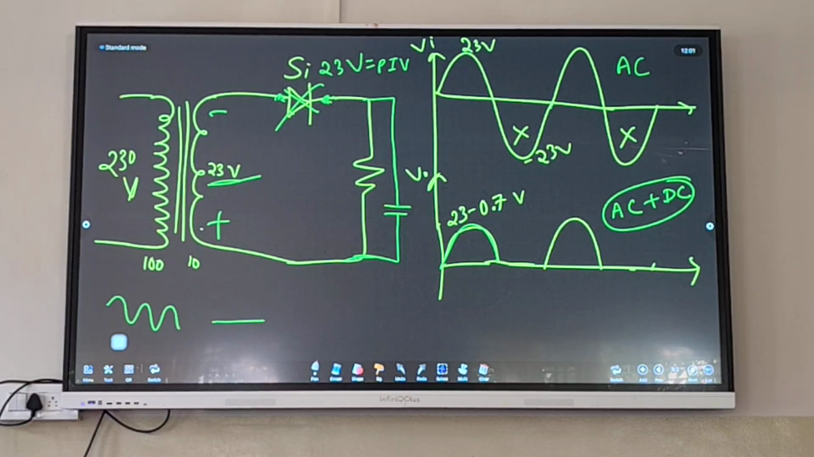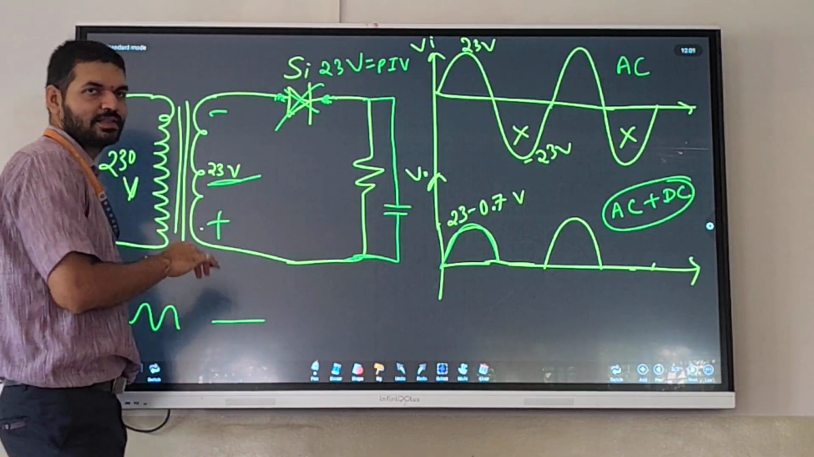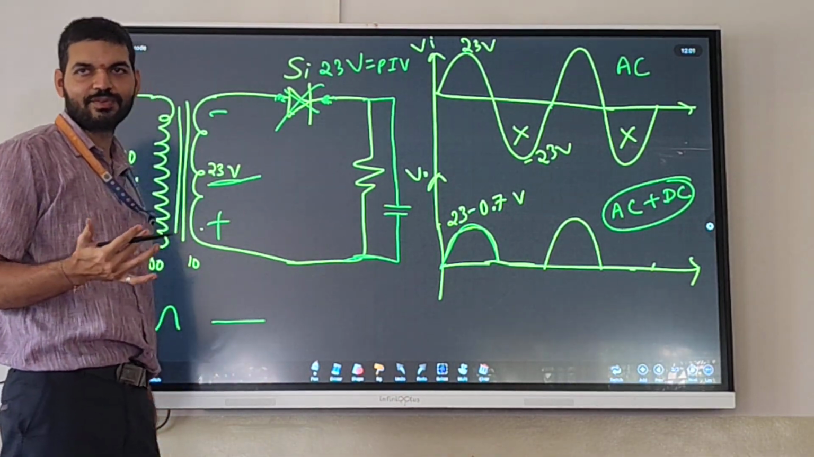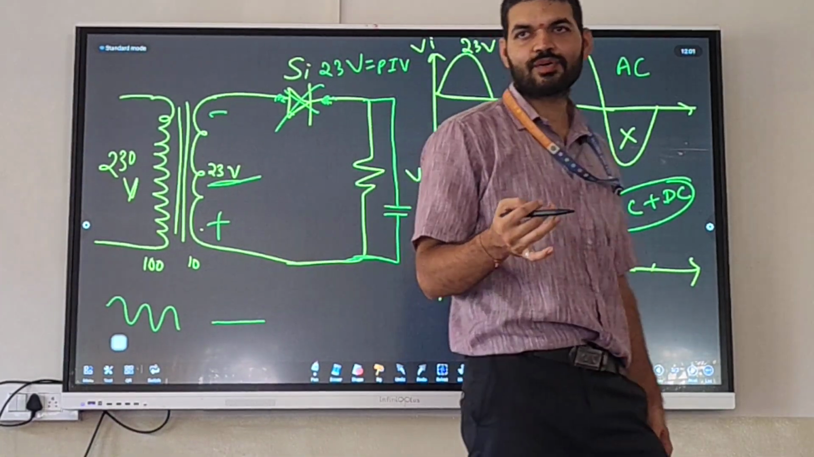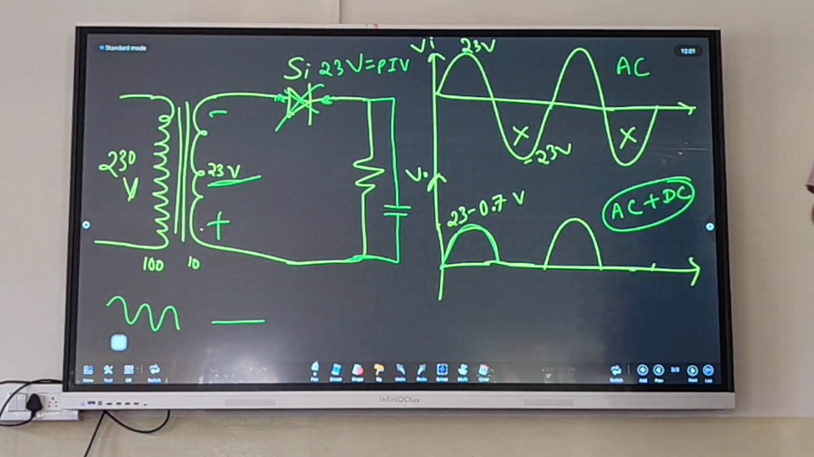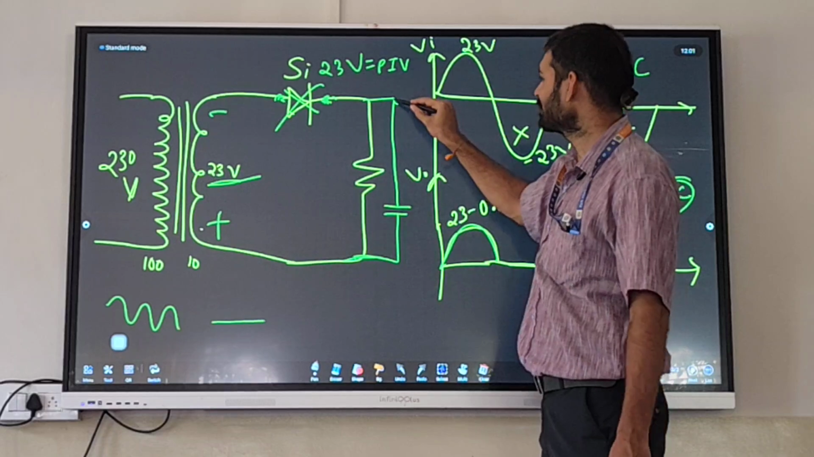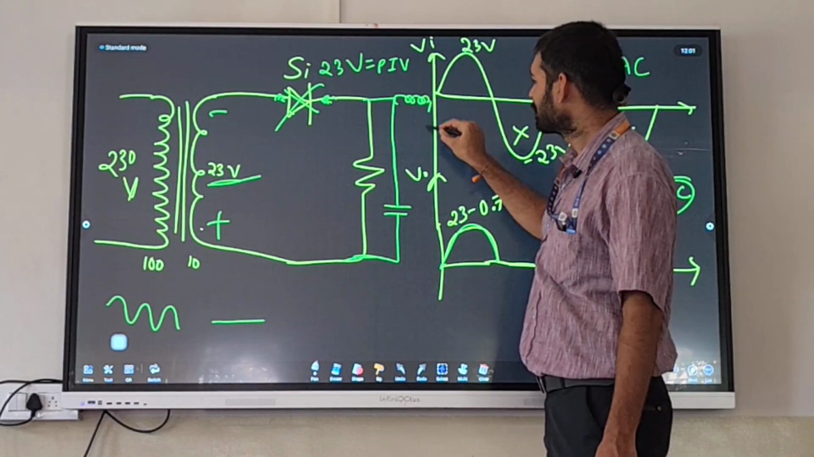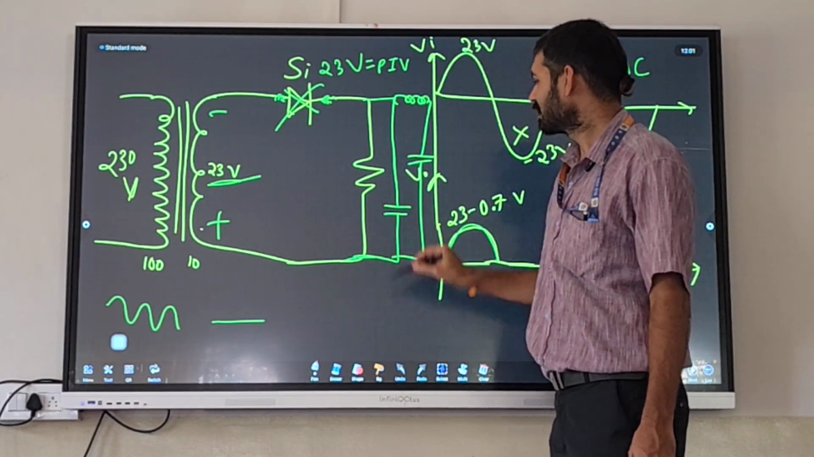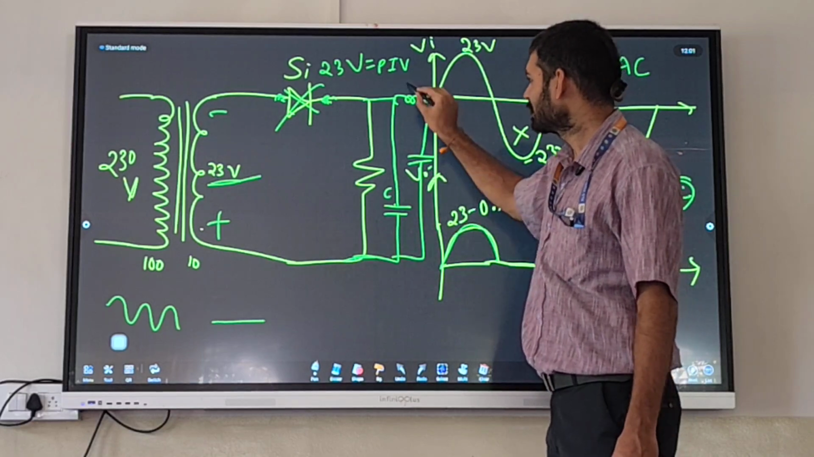capacitive filter. You might have learned only capacitive filter, correct? Or you have learned something else, some extra thing also about filters. Have you heard of L filter? This is C filter, capacitive. L filter, LC filter, CLC filter. You can place CLC filter also.